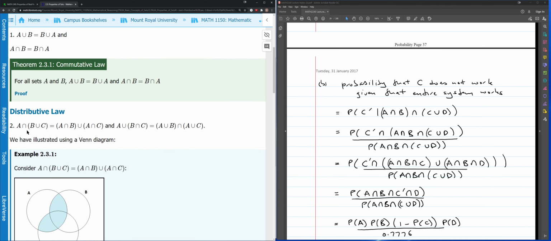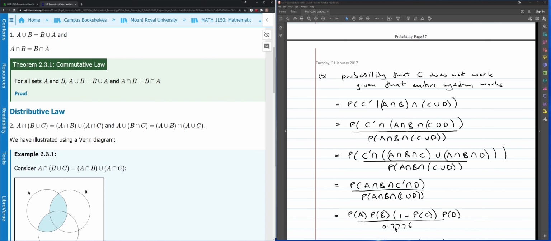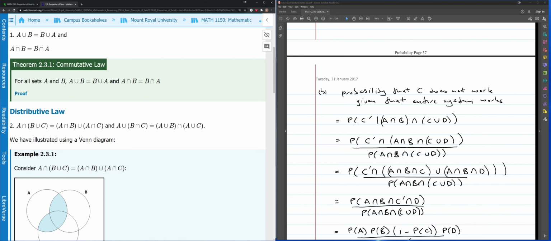Let me remind you about the distributive law, which I just talked about. If I have A intersect (B union C), that's equal to (A intersect B) union (A intersect C). You take A intersected with B, and A intersected with C, and take the union of those. The nice thing is we already worked out the bottom: this is the probability that the system is working, which we calculated in part A. That was 0.7776.